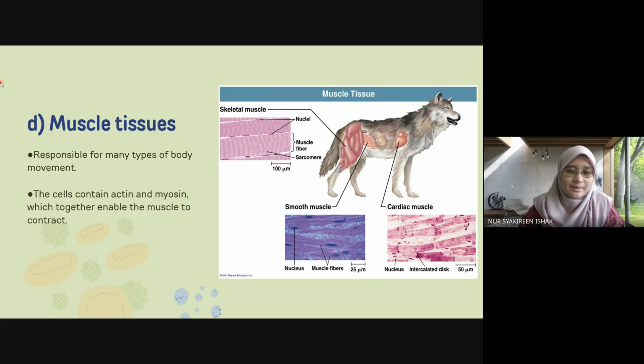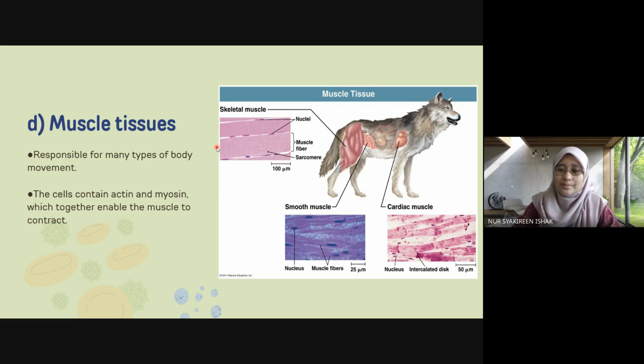The muscle tissues are responsible for many types of body movement. The cells contain actin and myosin, the ones that we have looked at earlier in this chapter, the actin filament and myosin filament. The interaction between actin and myosin enables the muscle to contract.